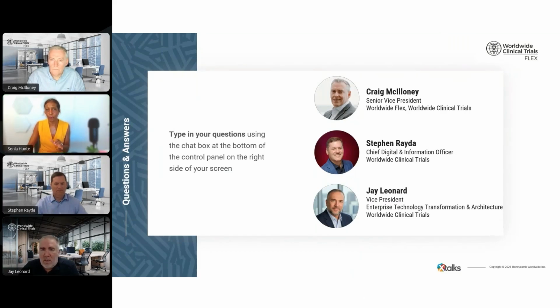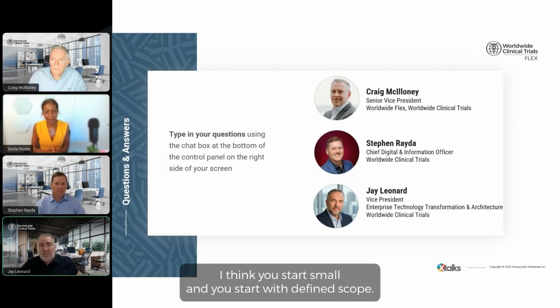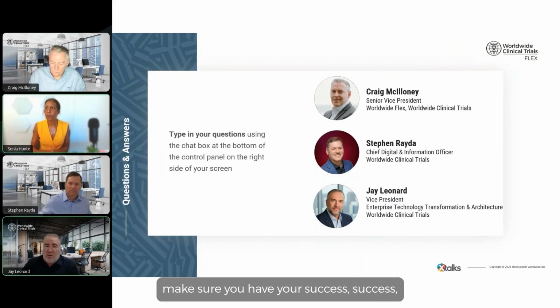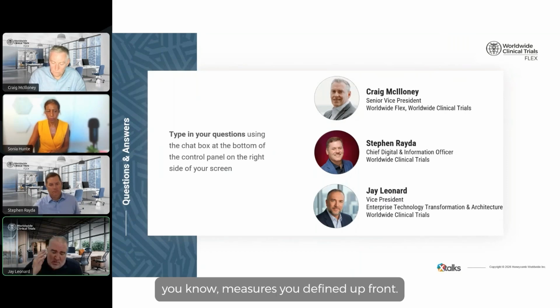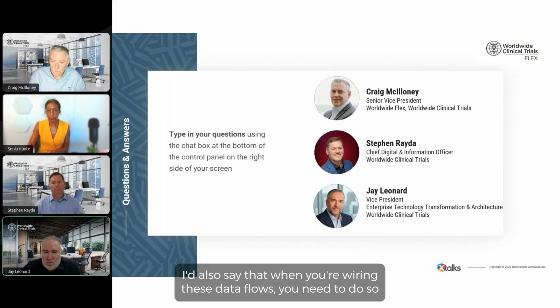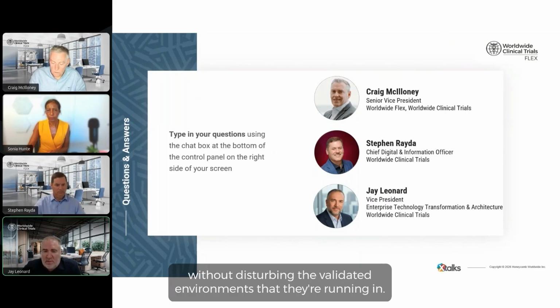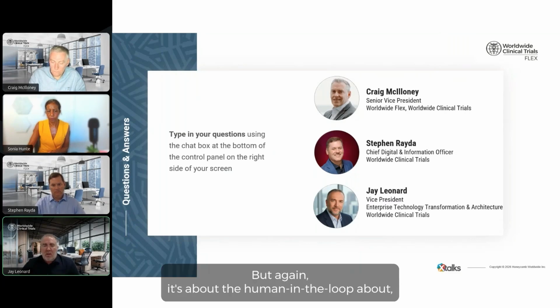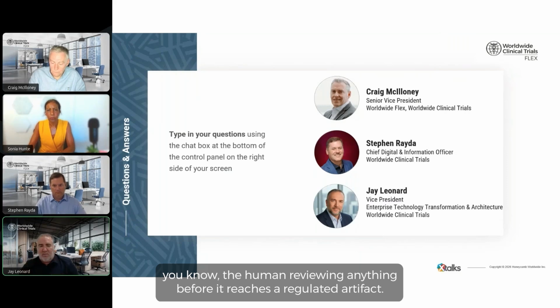Jay? Yeah, I mentioned this earlier. I think you start small and you start with defined scope. One function, one study. Make sure you have your success measures defined up front. I'd also say that when you're wiring these data flows, you need to do so without disturbing the validated environments that they're running in. So you can add an AI layer in parallel, but again, it's about the human in the loop, about the human reviewing anything before it reaches a regulated artifact.